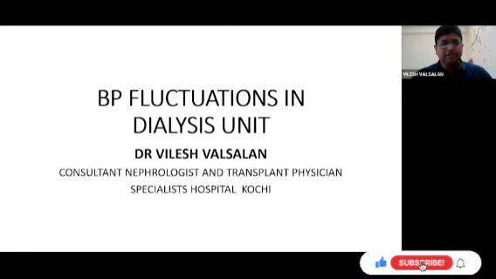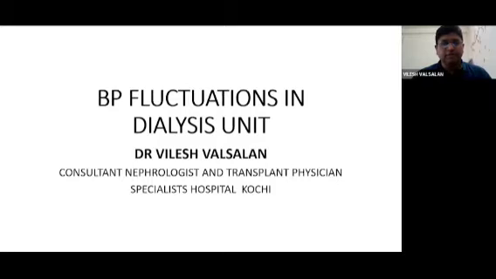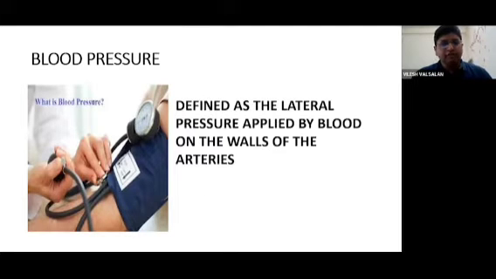So BP fluctuations in dialysis unit is a very important topic. You can encounter either hypotension or hypertension, and both have impact on morbidity and mortality for dialysis patients. So start with what is blood pressure. Blood pressure basically is a lateral pressure applied by blood on the walls of the arteries.